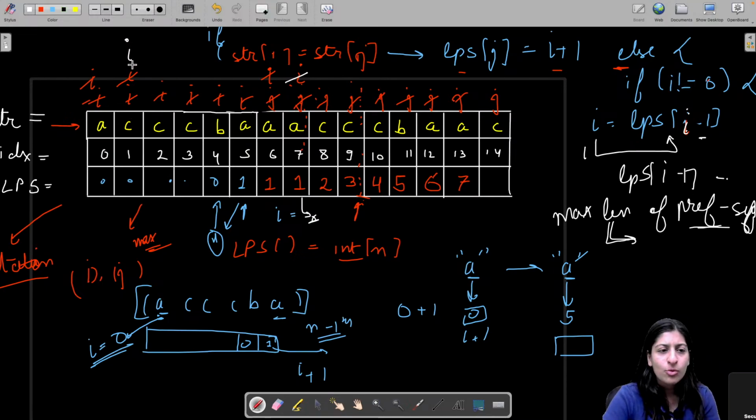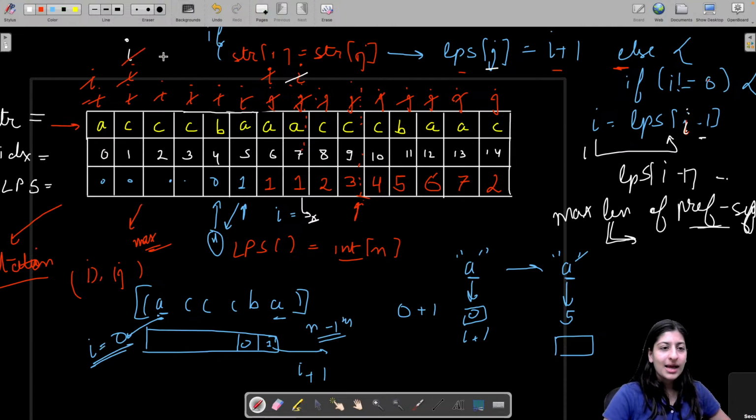So I moved my I here and my j is at this position. They are a match. So first of all, I will make my LPS of j equal to I plus 1. I is at index 1, so LPS of 14 will become 1 plus 1, which is 2. This simply tells me that at this position, you found the length 2 as the length of the longest prefix suffix.